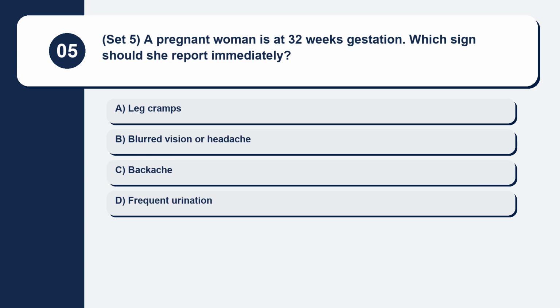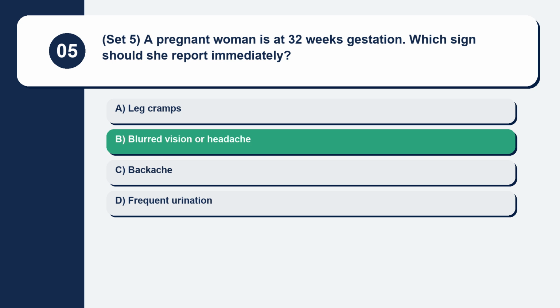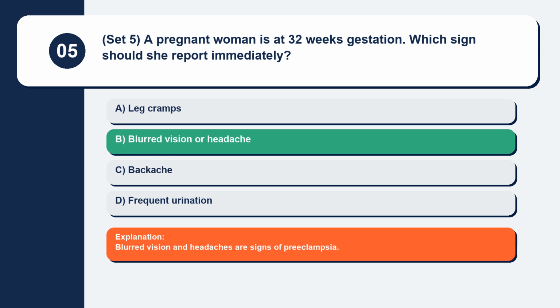Question 5. Set 5. A pregnant woman is at 32 weeks gestation. Which sign should she report immediately? Leg cramps, blurred vision or headache, backache, frequent urination. Blurred vision and headaches are signs of preeclampsia.